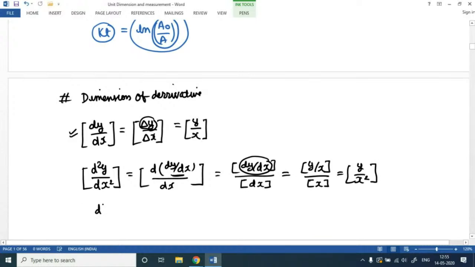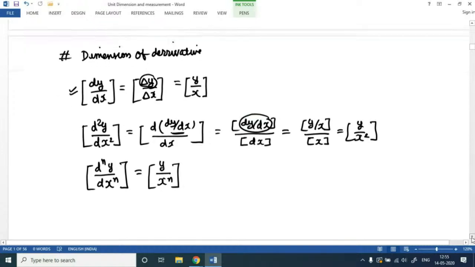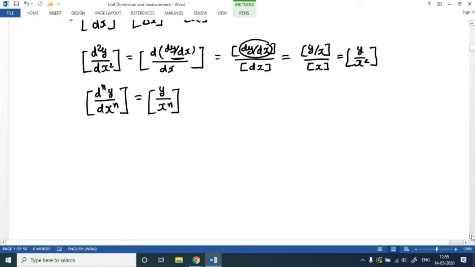And similarly, you can write, for example, d to the power n y upon dx to the power n. What would be its dimension? With the help of similar logic, you will be able to simply say it would be the same as the dimension of y upon x to the power n. So that is the dimension of a derivative. Okay, and let's now also look at the dimension of an integral.